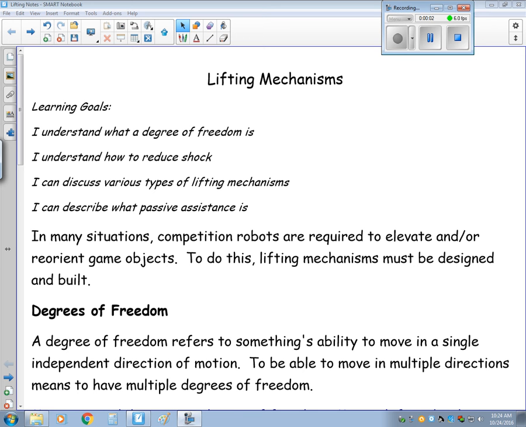Okay, this is video 1 for the lifting mechanisms unit. For the learning goals, I want you to understand what a degree of freedom is and how many of them there are. I want you to understand how to reduce shock. I want you to be able to discuss various types of lifting mechanisms and describe what passive assistance is.